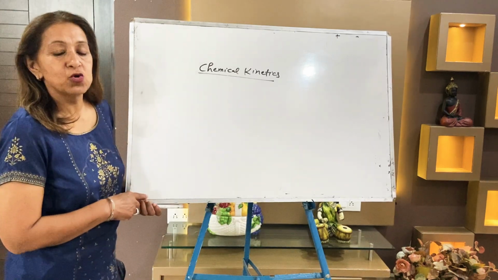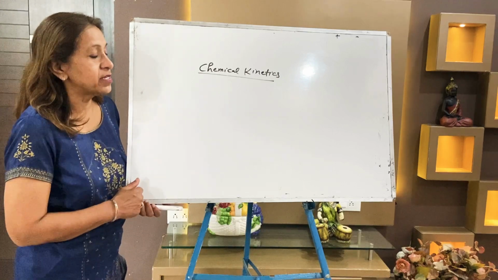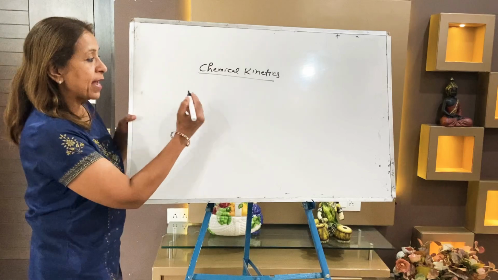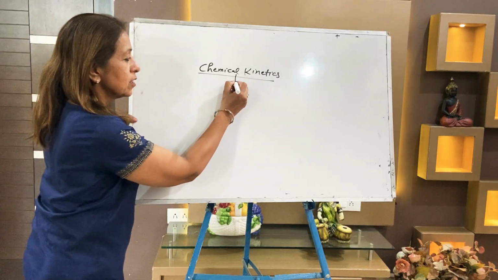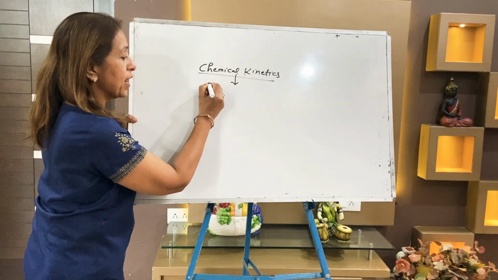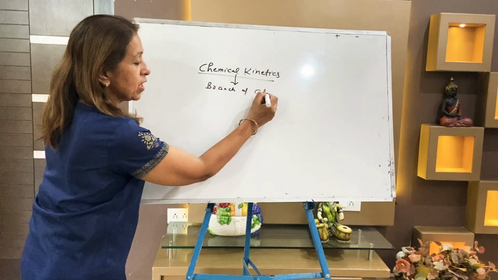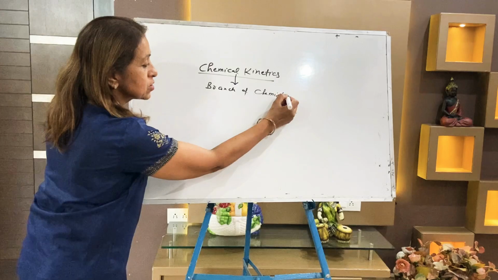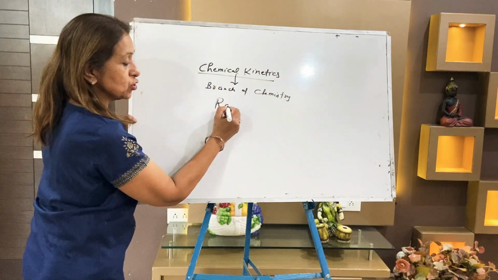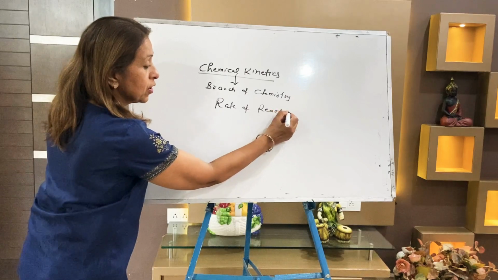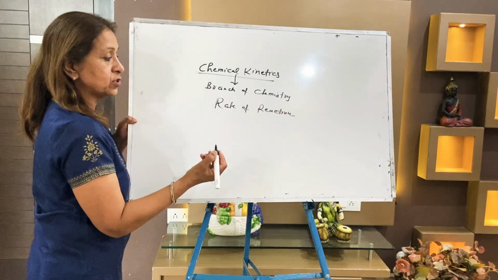We have completed solution and electrochemistry. Now the third chapter is chemical kinetics. Write down what is meant by chemical kinetics. Chemical kinetics is a branch of chemistry which deals with the study of rate of reaction. Write down, which deals with the study of rate of reactions.